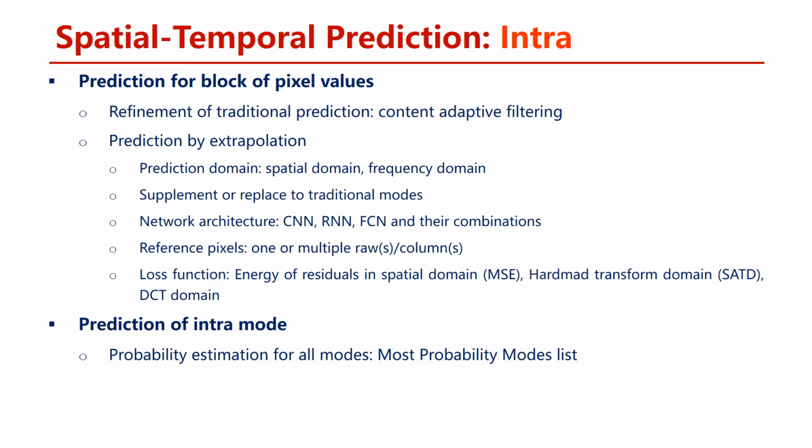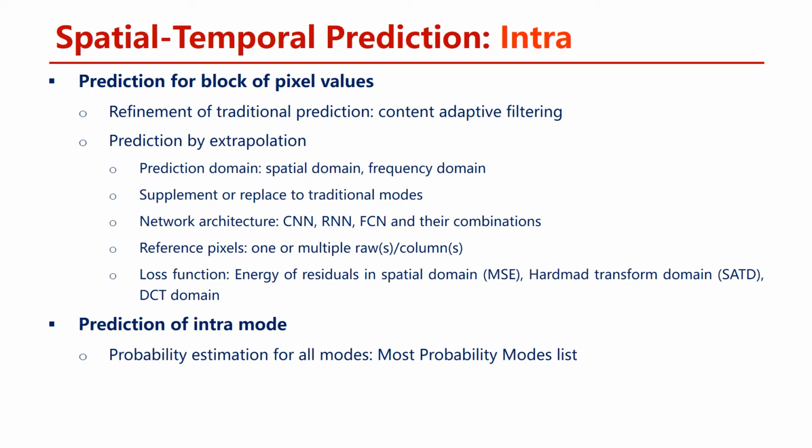A short summary for intra prediction. Prediction could be for pixel values, including refinement of traditional prediction or extrapolation from reference pixels directly. Prediction can be conducted in spatial domain or transform domain. Learning-based intra prediction could be a supplementary or replacement of traditional modes. Either CNN, RNN, or fully connected networks or their combinations can be used. And the loss function can measure mismatch in either spatial or transform domain.